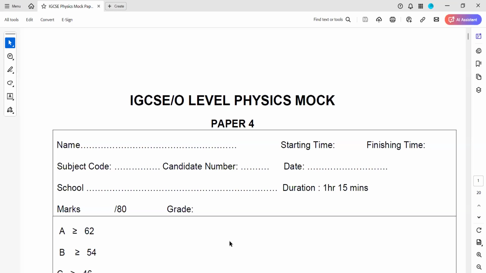Yes, sir. Yes. So we'll start with a discussion of the paper 4 mock. This is set 1, paper 4.